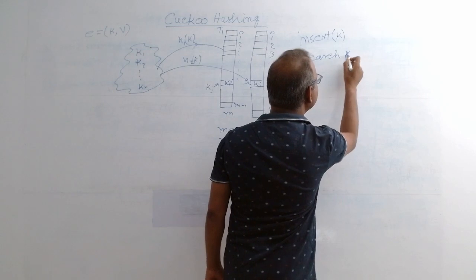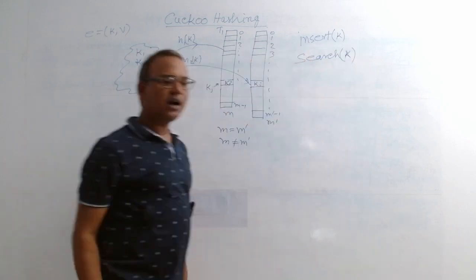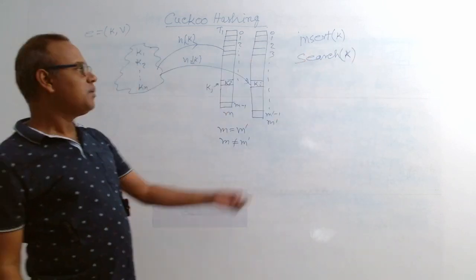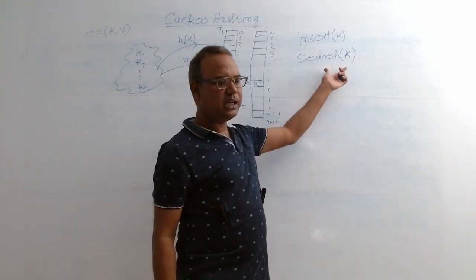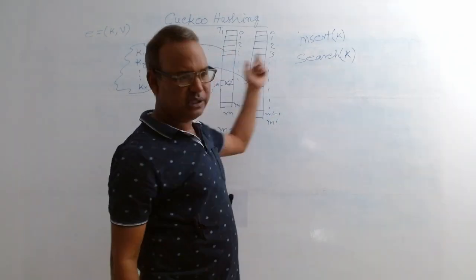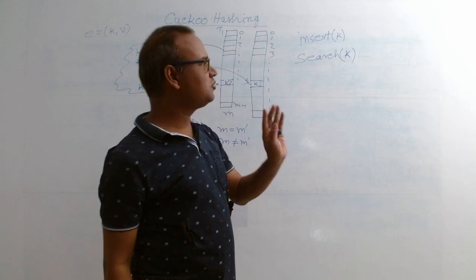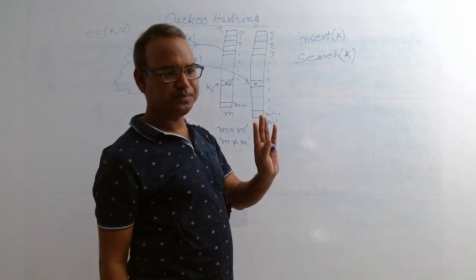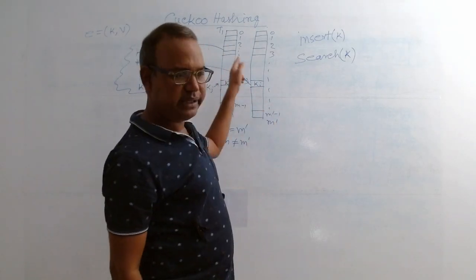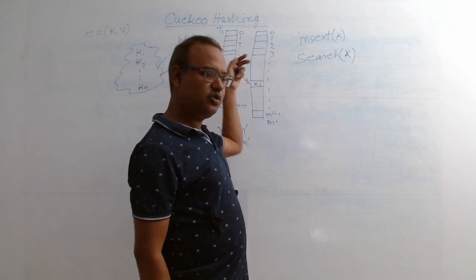Search for any arbitrary key k. How will we search this thing? For every element, it can be found either in table 1 or in table 2. Okay, so we have to search in two places. If it is found in table 1, fine, we will return the element.